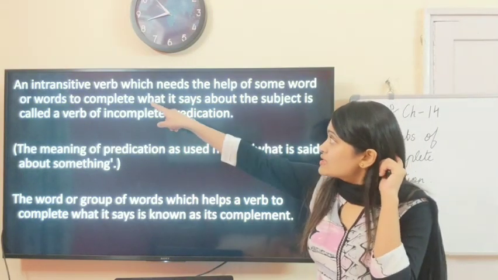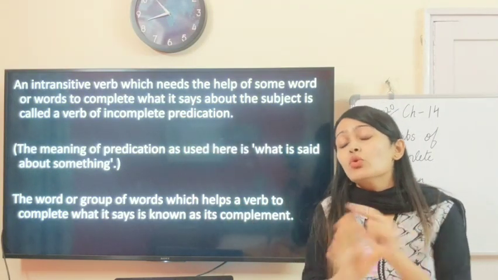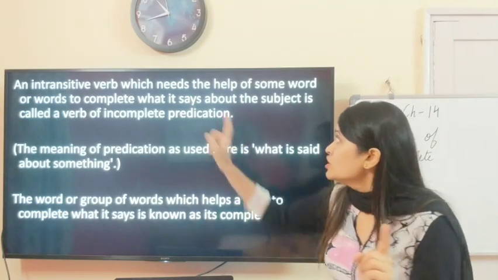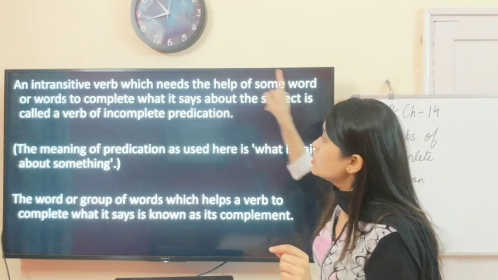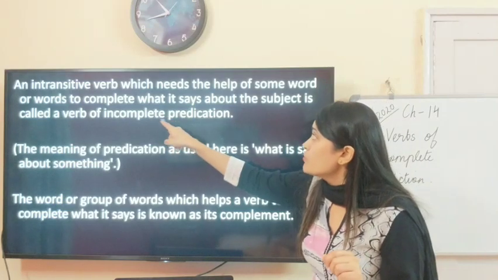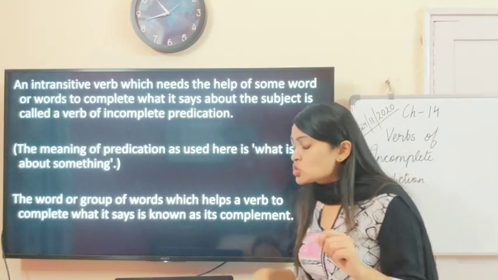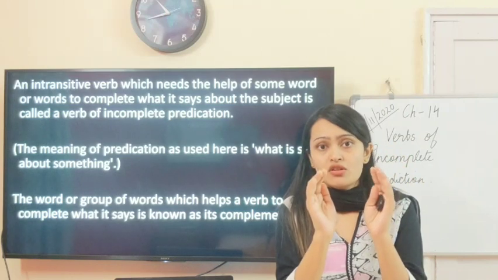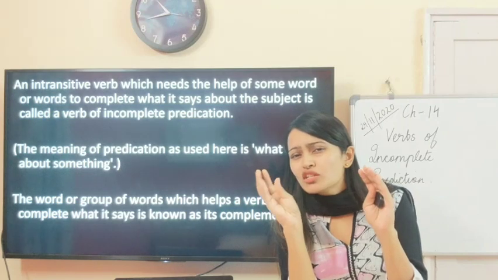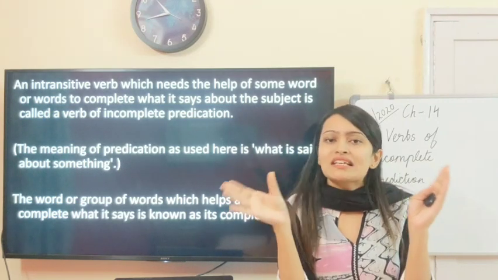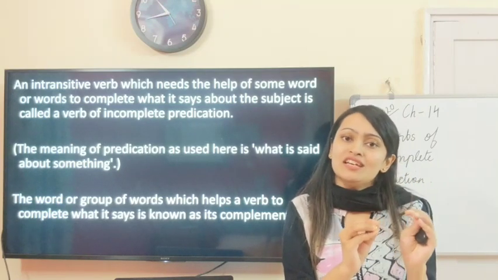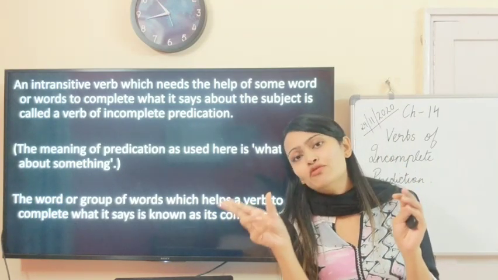Okay, an intransitive verb. So usually now we are talking only about intransitive verbs, the ones which don't have an object, which need the help of some word or words to complete what it says about the subject. This is called a verb of incomplete prediction. So when we have an intransitive verb, which does not have an object, but has these group of words or word which are helping it to make sense, then this particular verb is called a verb of incomplete prediction. It is incomplete without the help of these words.